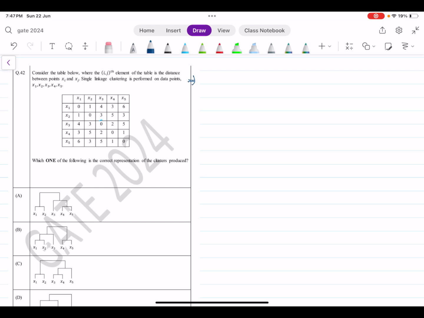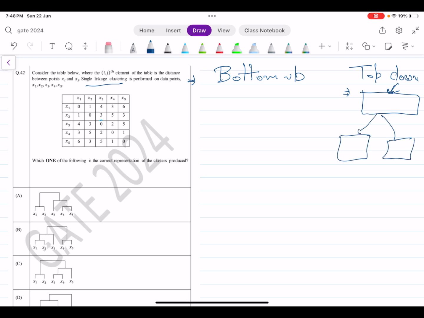What is hierarchical clustering anyway? There are two types of clustering algorithms: one is bottom up and the other is top down. Top down algorithms are like k-means, where we take the whole bunch of data, all of the data points are here, and then we split them, let's say in two parts, or further into four parts. These techniques are called top down techniques.